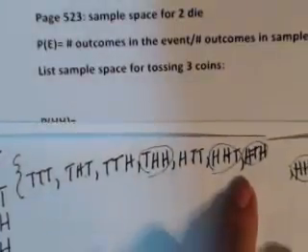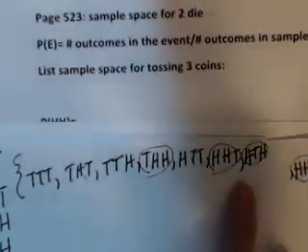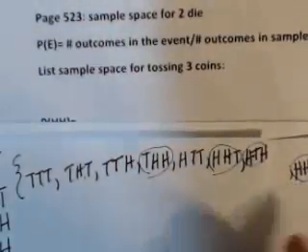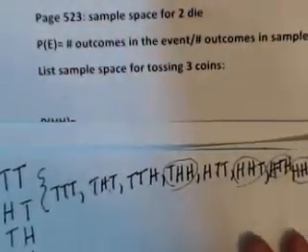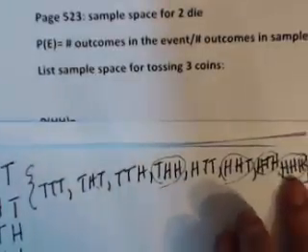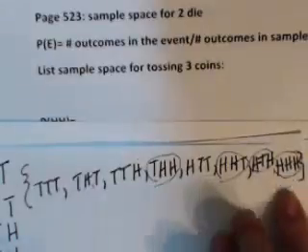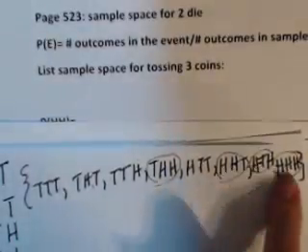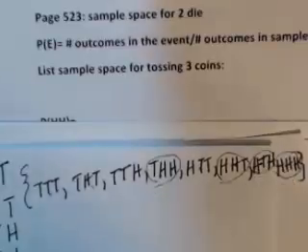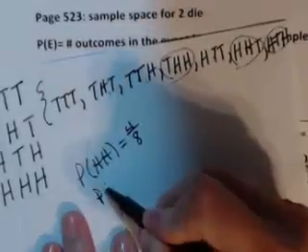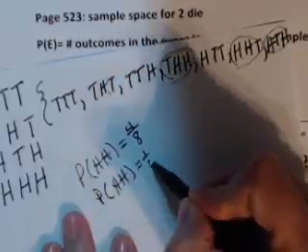Now, you have to be careful. If it says exactly 2 heads, then this one with 3 would not work. But if it just says the probability of 2 heads, well, the one that has 3 does have 2, but it doesn't have exactly 2. So we have to watch the terminology. Here's 1, 2, 3, 4. So 4 out of 8. The probability of getting 2 heads would be 4 out of 8, and that reduces to 1/2.